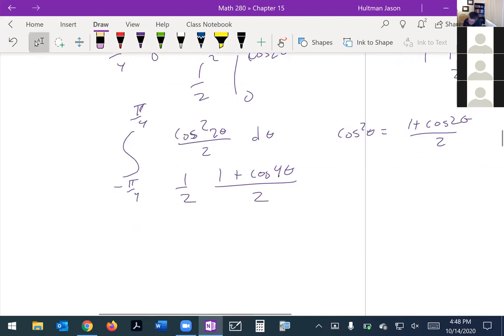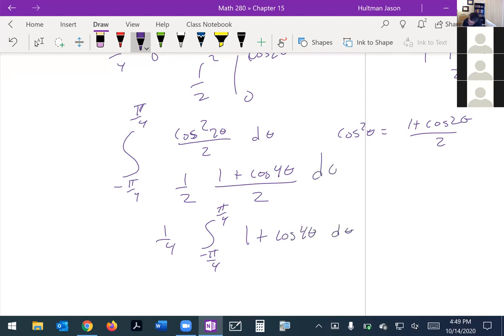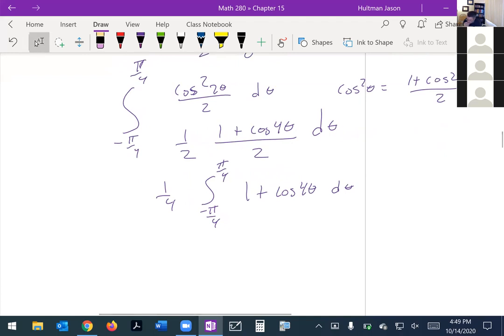So now what can I do? Well, I could pull out the 1/4 here, put it in front. Negative pi over 4 to pi over 4. I could go 1 plus cosine 4 theta, d theta. So what's this guy going to be? This guy's going to be theta. What's this guy going to be? This guy's going to be 1/4 sine of 4 theta.